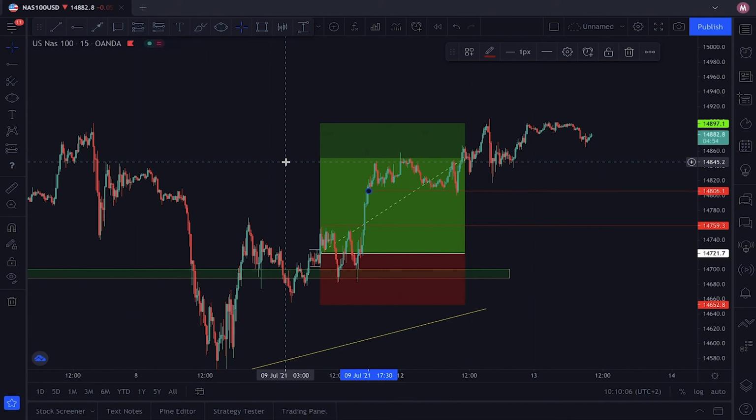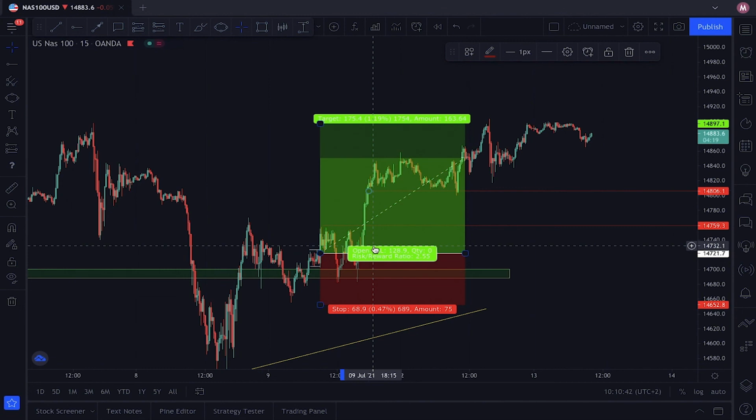Overall, this was a very good trade in the sense that it gave me everything I look for in a trade. It gave me an impulse move, it gave me a correction or a bullish flag, and it also gave me the confirmation of a key level or support structure. So it's a trade 9 times out of 10 I would take.